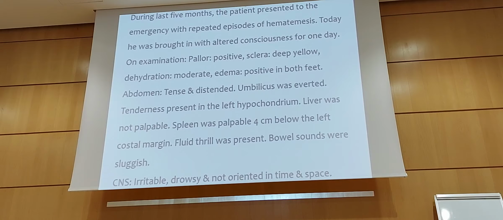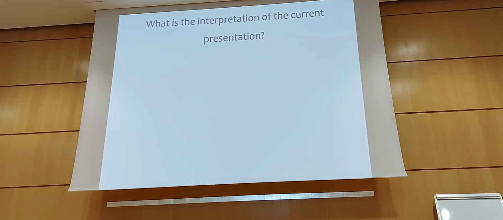And on CNS examination, this patient is irritable, drowsy, and not oriented to time and space. So this shows hepatic encephalopathy. So now the question would be, you interpreted the findings: you said cirrhosis, and we also have ascites, hepatic encephalopathy, all those things. So before that, what is the mechanism of hepatic encephalopathy? Ammonia.